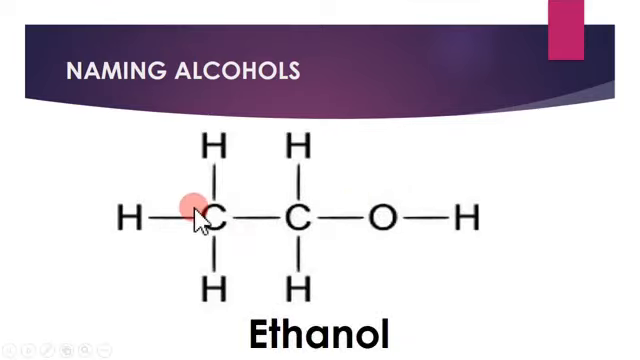A similar example. How many carbons? This is 1, 2. That's eth. Now since this is an alcohol, we have ethanol. Again, no need to indicate the position of the hydroxyl group since it's on the first carbon and there are no other substituents.